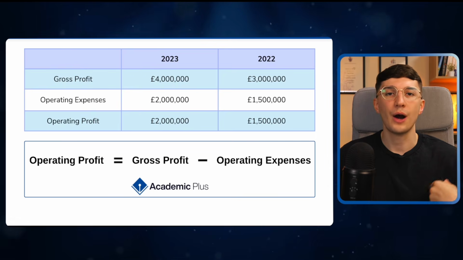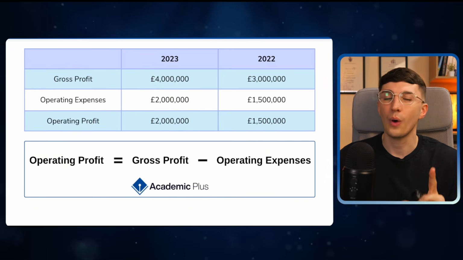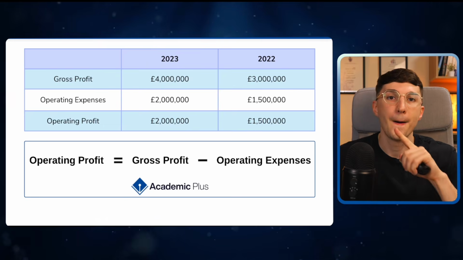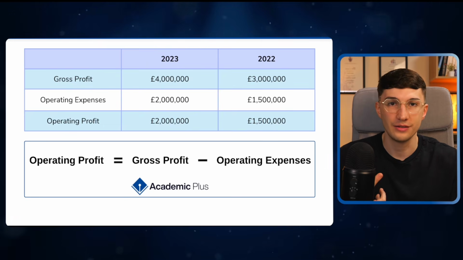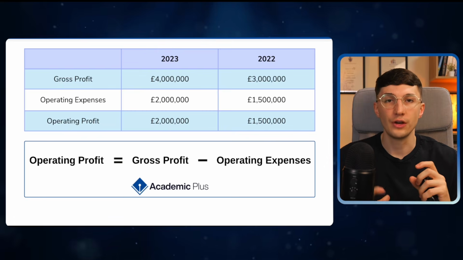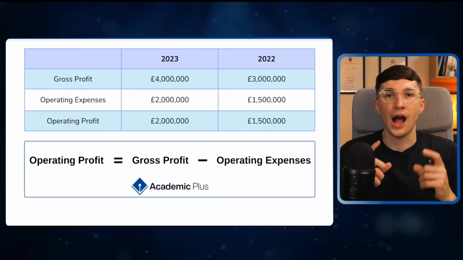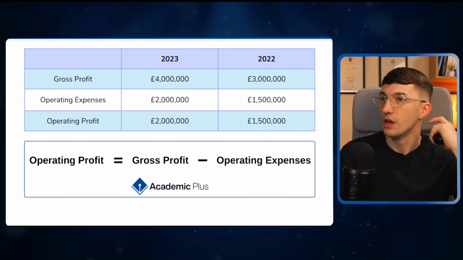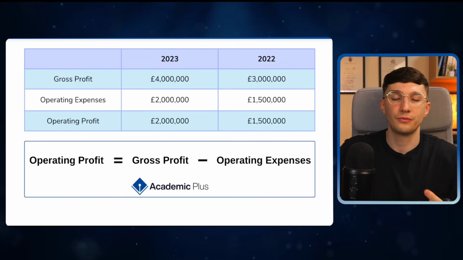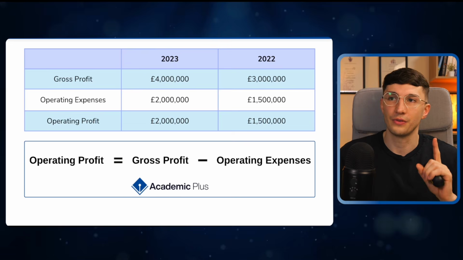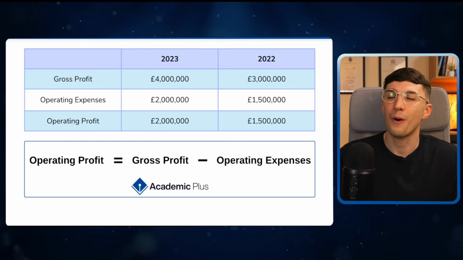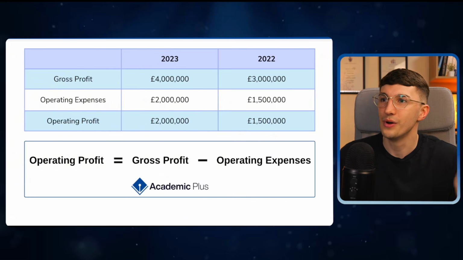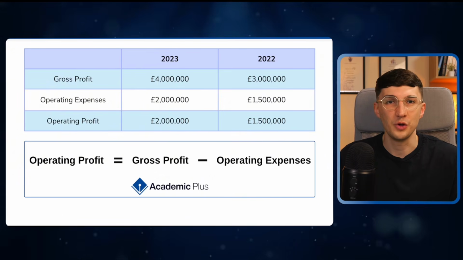And then we have our operating profit. The way we calculate our operating profit is we take the gross profit minus your operating expenses. So the operating profit shows the profit of the company after you deduct the direct and the indirect expenses. Here in the example, 2023, we just calculated a gross profit of £4 million. Our operating expenses are £2 million. Therefore, 4 million minus 2 million gives me an operating profit of £2 million.